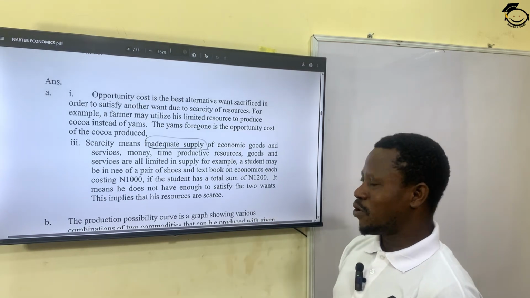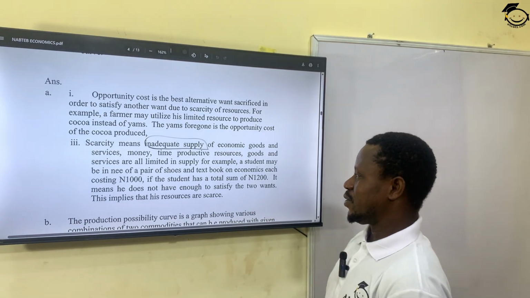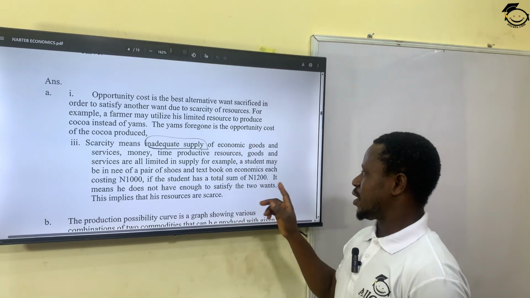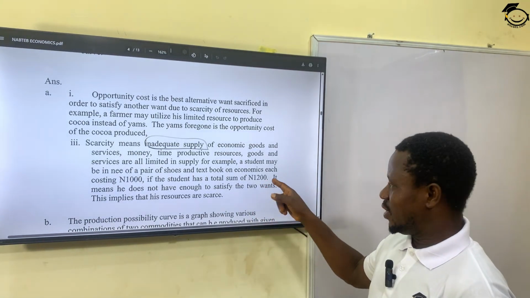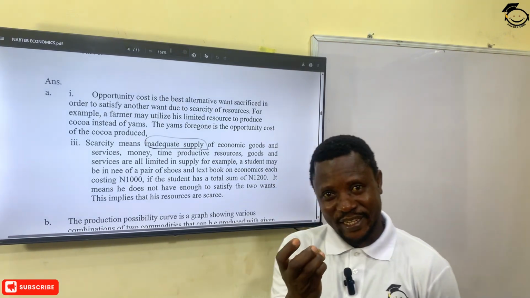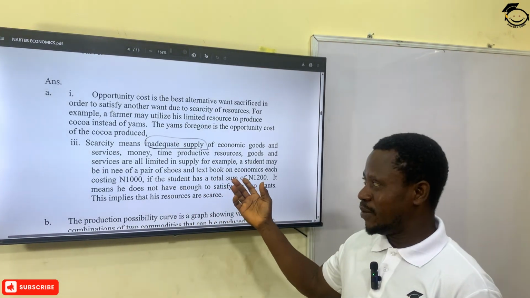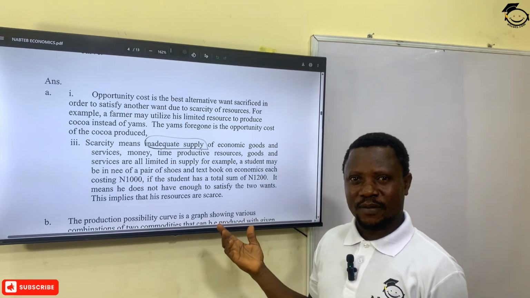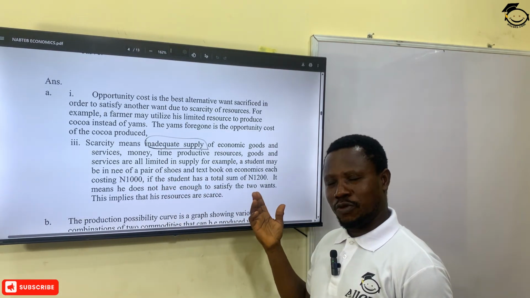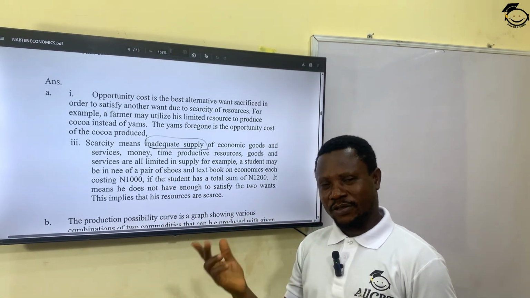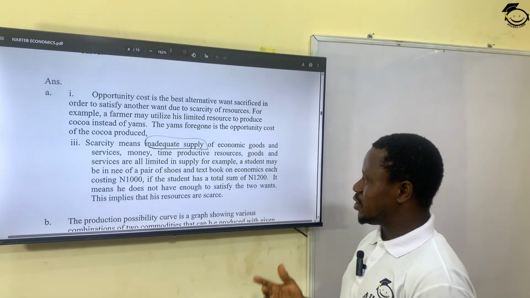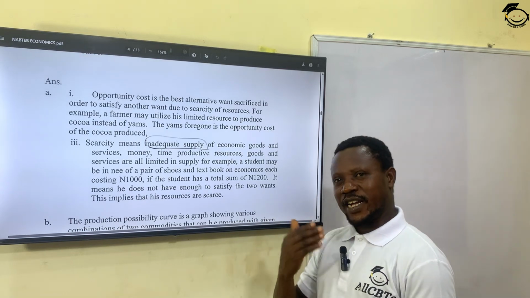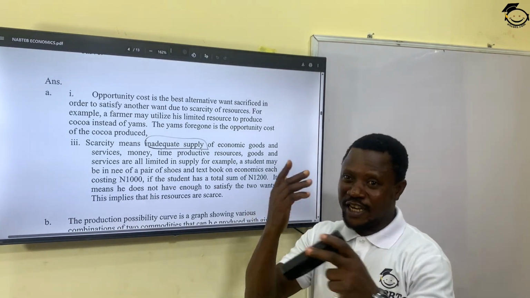The textbook also costs what? 1,000 naira. So if the student has a total sum of 1,200, his 1,200 is limited compared to the two items he's interested in. You want to buy a pair of shoes, you want to buy a textbook. Two of them for 1,000 each, that's 2,000 naira. But you have what? 1,200. So you cannot, with these available resources, purchase the two items at the same time.